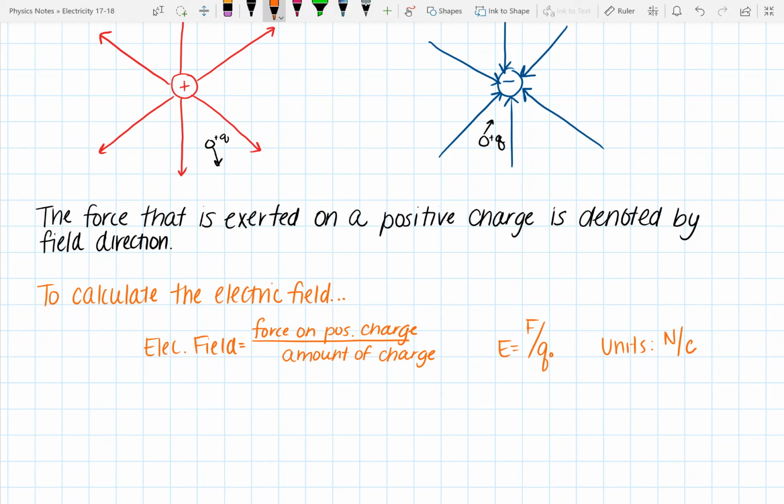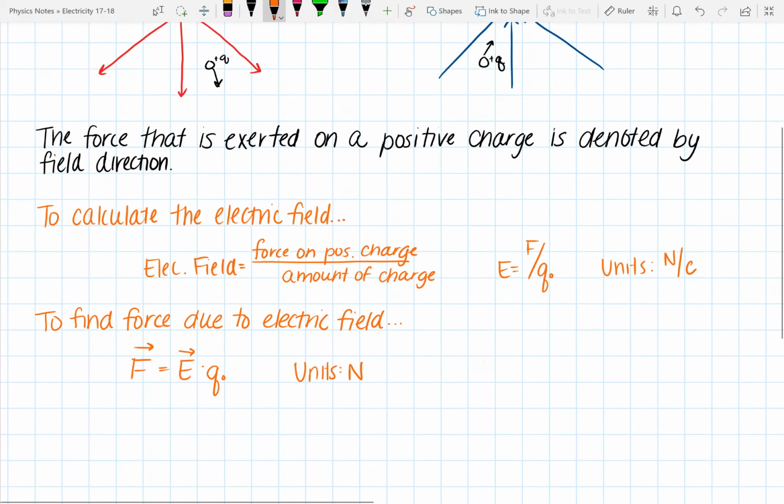So I can also determine then the force due to an electric field. To find the force due to an electric field, it would make sense to do F is equal to E times Q. Now these arrows overhead, remember, just mean that it is a vector, so it has both a magnitude and direction, and the units are in newtons because it is a force.